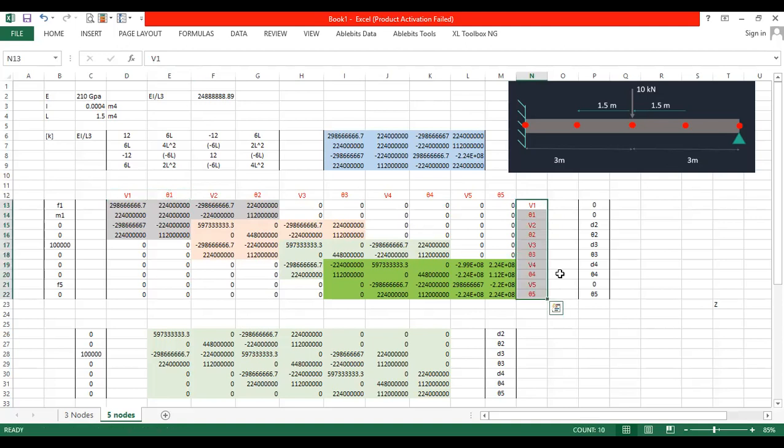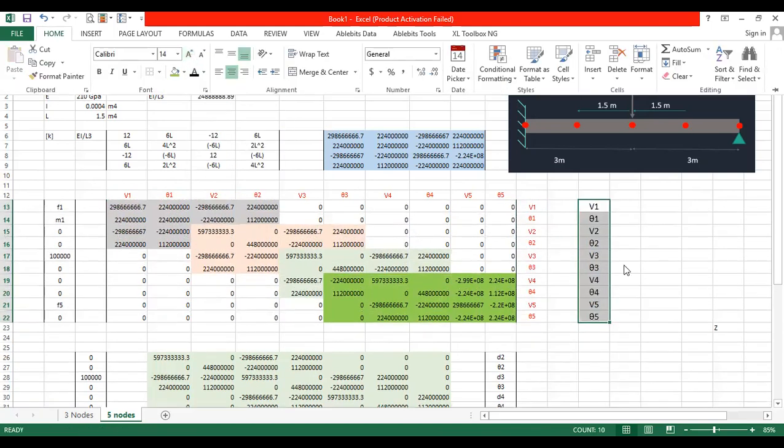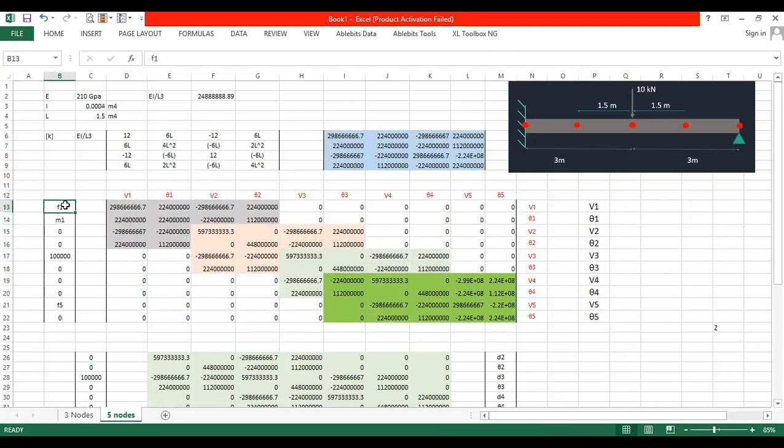The red colors are just to notate these matrix elements, right? This is the correct D matrix, and I will show you how to get it. The black color shows the forces. So I'll call this F1, M1. These are the forces.